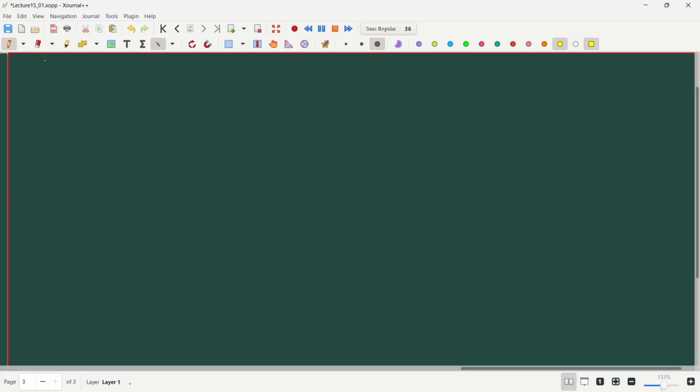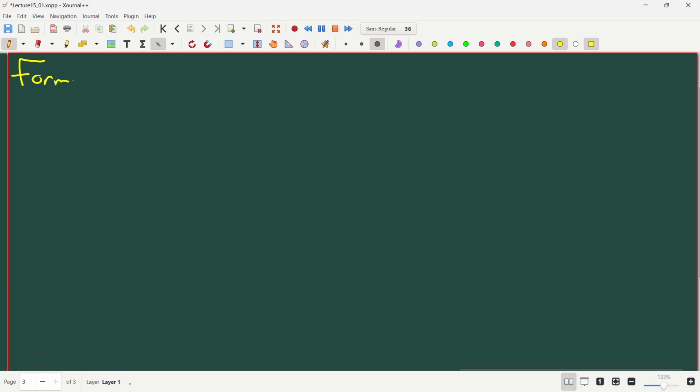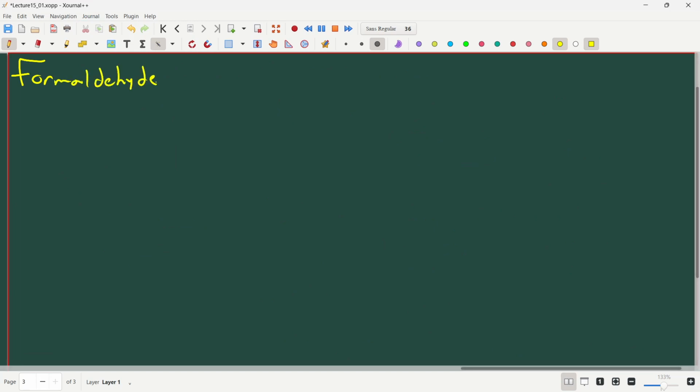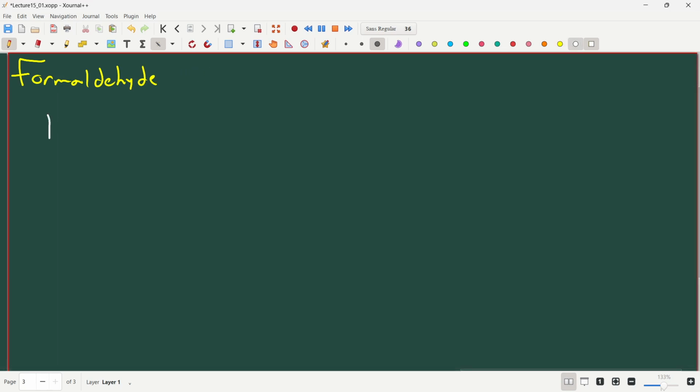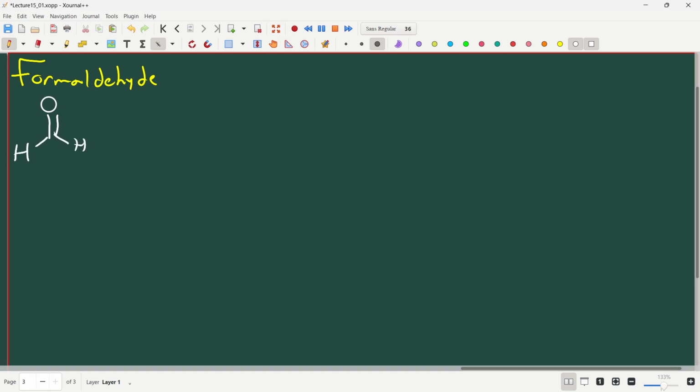All right. What we're going to do for our second choice is formaldehyde. A molecule I've spent too much time studying in my life. All right, and if you don't remember what formaldehyde looks like, it's H2CO. It's the classic carbonyl molecule.